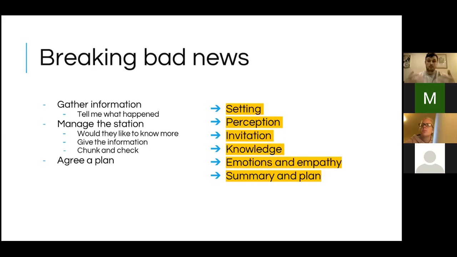The SPIKES model is really useful in these types of scenarios. So making sure that the setting is appropriate and the patient's comfortable. For example, in a new cancer diagnosis, asking the patient if they'd like anyone to be with them during the session, and making sure that they're as comfortable as possible, and then asking their perception. So what do they know? And invite them to ask, what would they like to know? How much information would they like to be given?